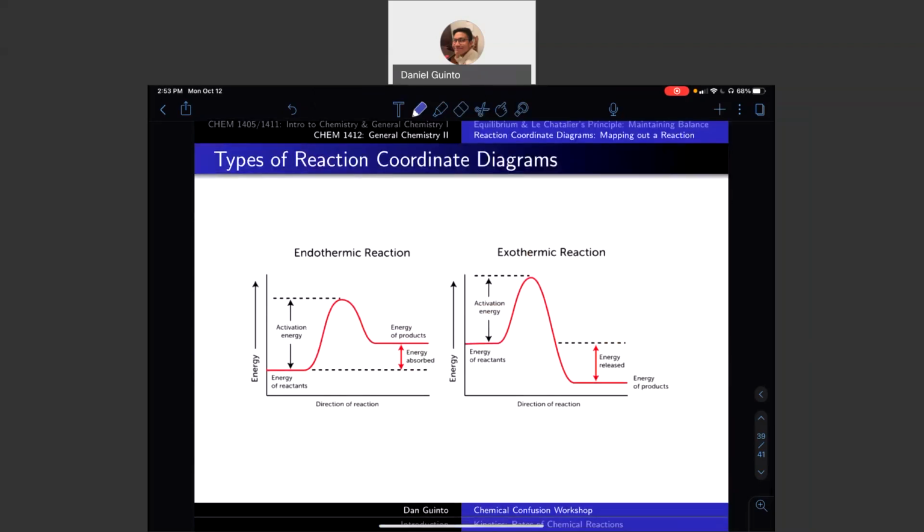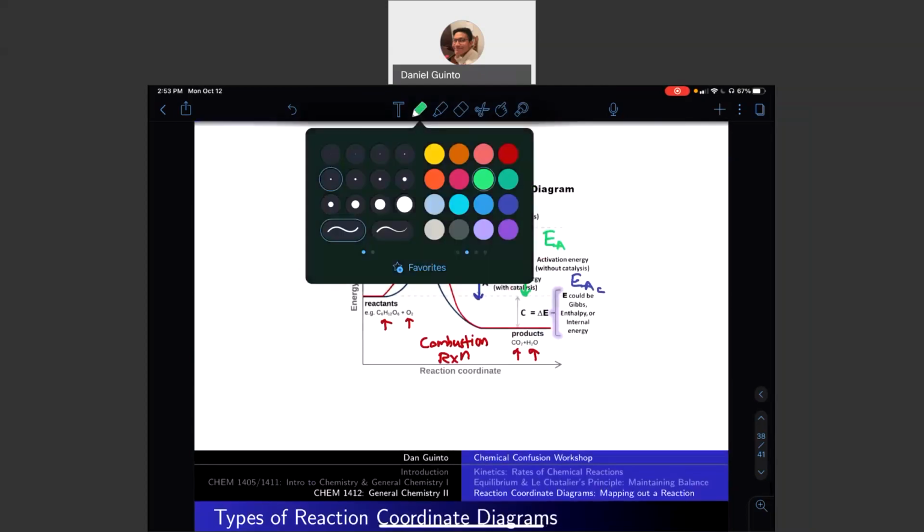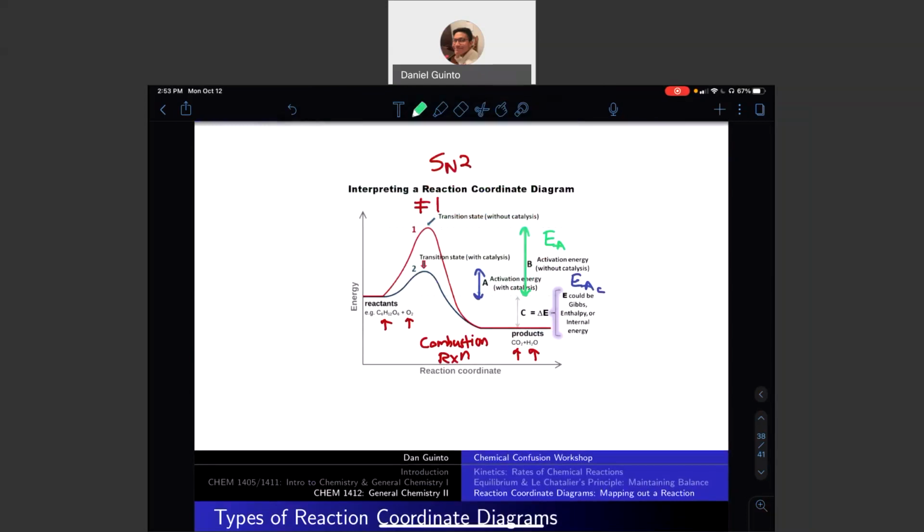So now we can also compare it to endothermic and exothermic reactions. But actually, one thing I want to make a note of is that whenever we see our delta E in this case, we'll notice our delta E right over here is not affected. So delta E is not affected by catalysis.